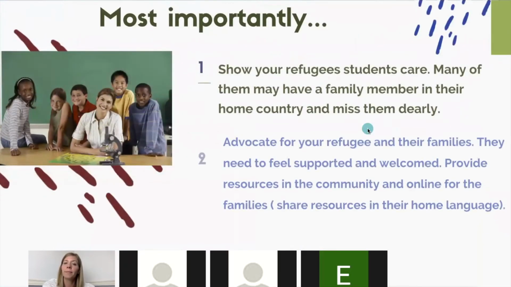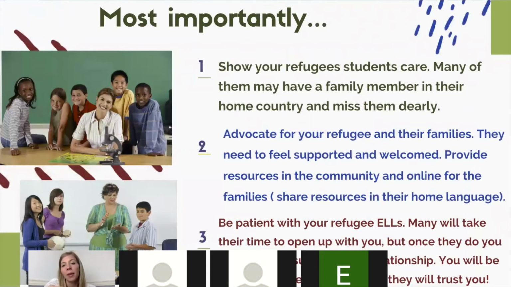So most importantly, these three things. We want to show our refugees that we care. Many of them have a family member in their home country and miss them dearly. Let them bring in pictures if they want. Let them create a space that's theirs that reminds them of home.